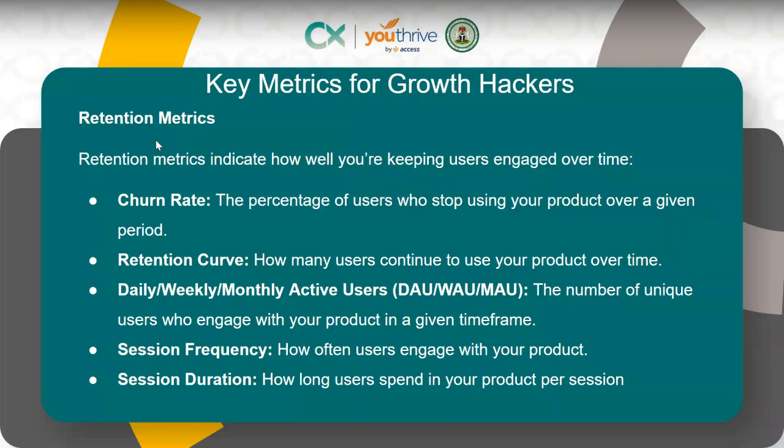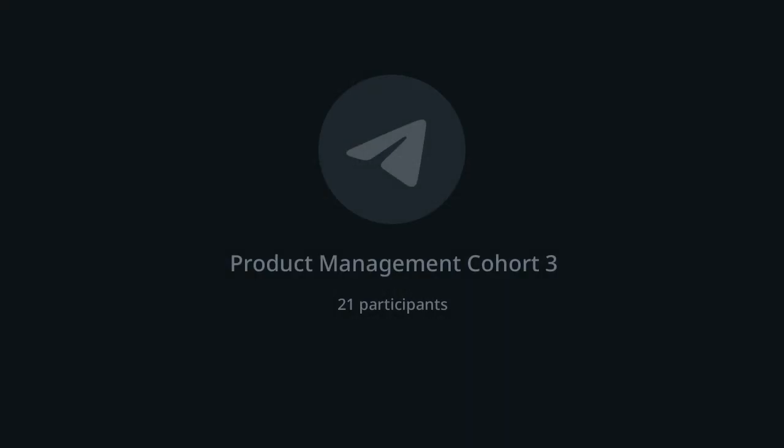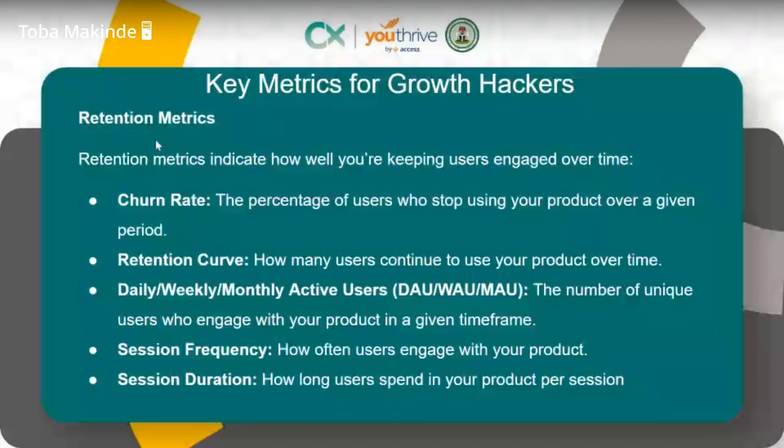Next, you're checking your daily, weekly, monthly active users. So your number of unique users who engage with your product in a given time. All right. So maybe let's say daily, how many unique users do we have? Over a month, how many users do we have? And over a week, how many users? So this will help you track whether you're actually attracting new users, and the rate at which you're attracting them as well.